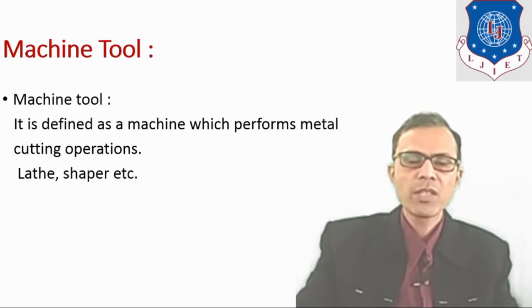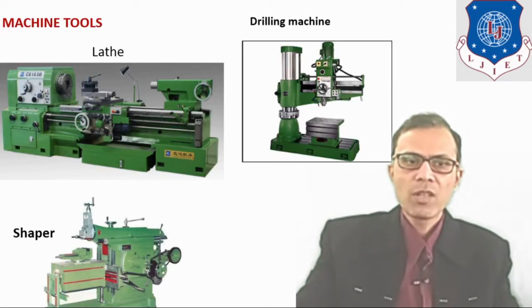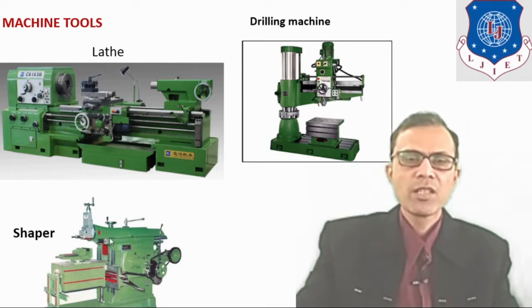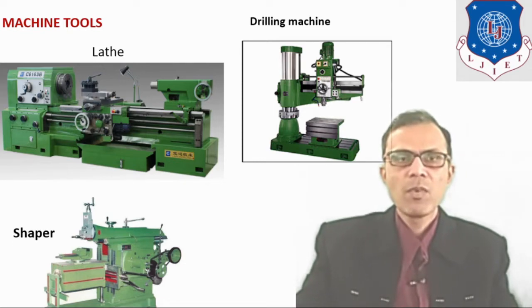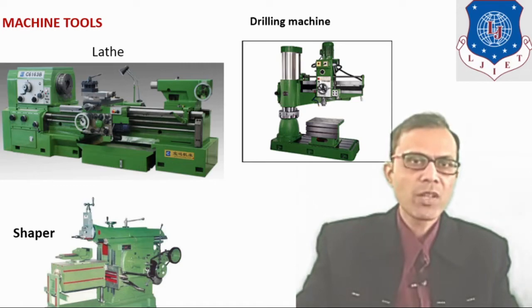Now, what is a machine tool? A machine tool is defined as a machine which performs some metal cutting or machining operation by having a relative movement between workpiece and cutting tool. That is a machine tool. So in case of a machine tool, some metal removal operations are involved. For example, lathe machine, drilling machine, shaper machine, all these are examples of machine tools wherein some relative movement between workpiece and cutting tool is given, and by that movement metal cutting operation is performed.